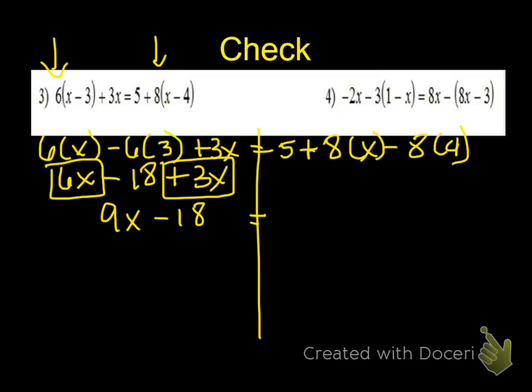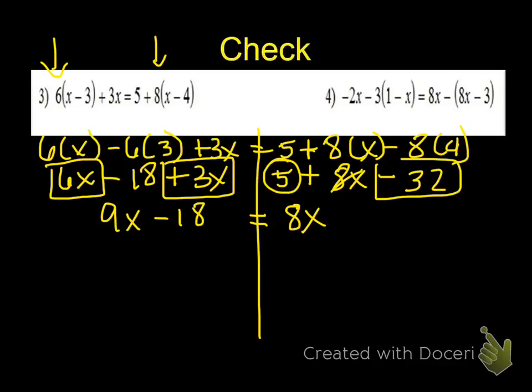So let's write our equal sign, and now let's simplify the right side. 5 plus 8 times x, which is 8x, minus 8 times 4, which is 32. This side, the 8x is all by itself, so we'll rewrite 8x. And we've got a 5 minus 32. Positive 5 and a negative 32 is going to give us negative 27.